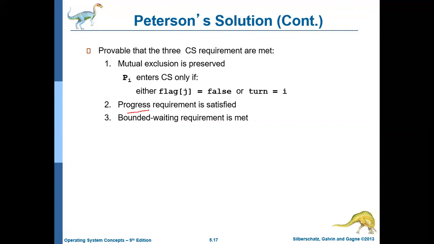So it satisfies progress. But if both of them want to access continuously, then if Alice accesses first, the next turn will be Bob's and next Alice's. By that it ensures bounded wait. So all three conditions, Peterson's algorithm satisfies. It is one of the simple solutions for the critical section problem. But the drawback with this algorithm is that it was used in older days. In modern computers, it is not used.